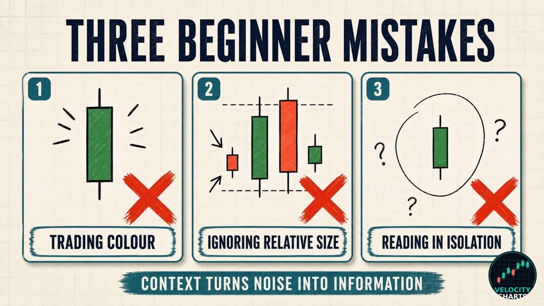Now here's the thing that should worry you most. Every wick you see is somebody's stop loss getting hit. That's not a metaphor. That's the mechanics. Read wicks with respect. That's where money changed hands under pressure.